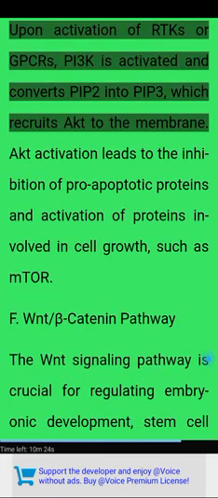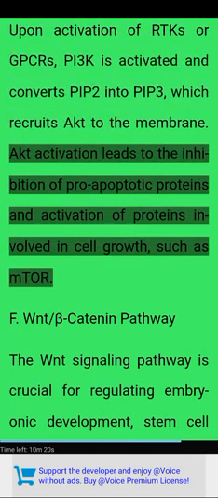PI3K-AKT pathway. The phosphoinositide 3-kinase (PI3K)-AKT pathway is involved in regulating cell survival, growth, and metabolism. Upon activation of RTKs or GPCRs, PI3K is activated and converts PIP2 into PIP3, which recruits AKT to the membrane. AKT activation leads to the inhibition of pro-apoptotic proteins and activation of proteins involved in cell growth, such as mTOR.